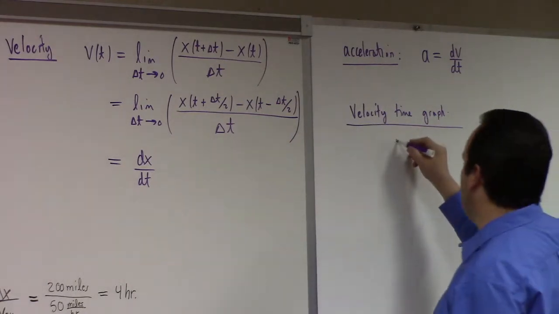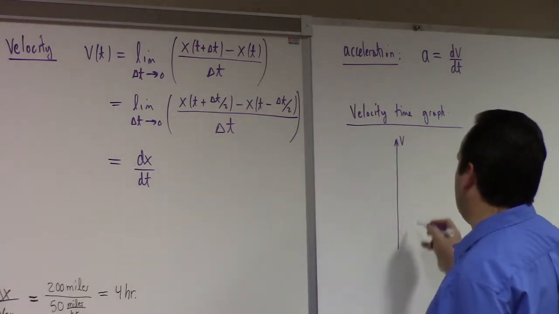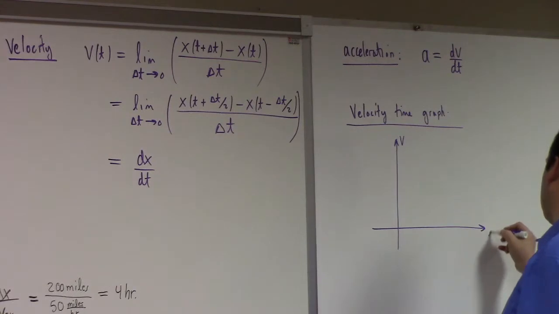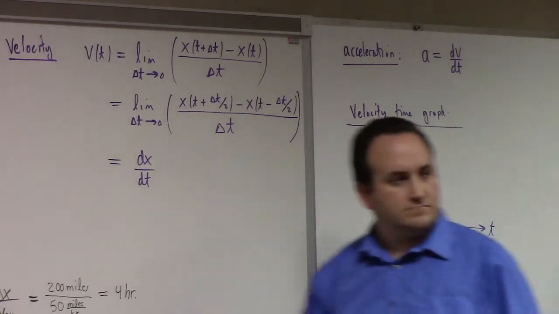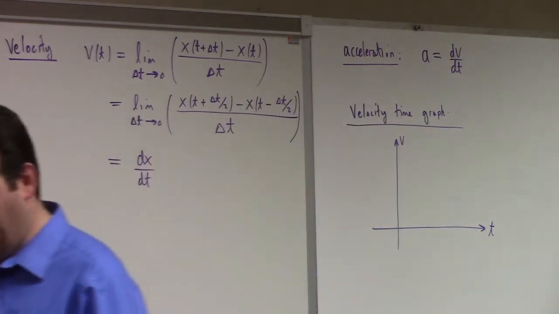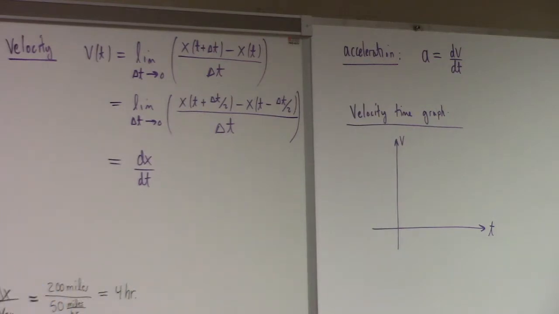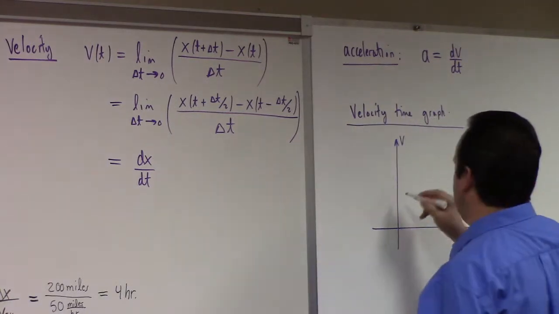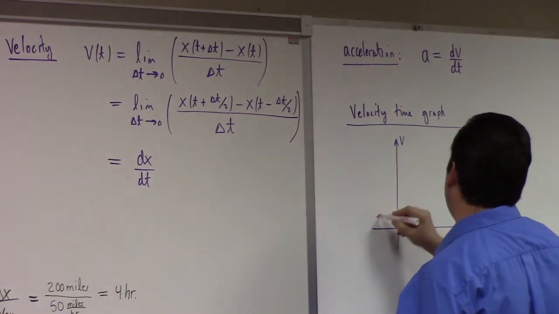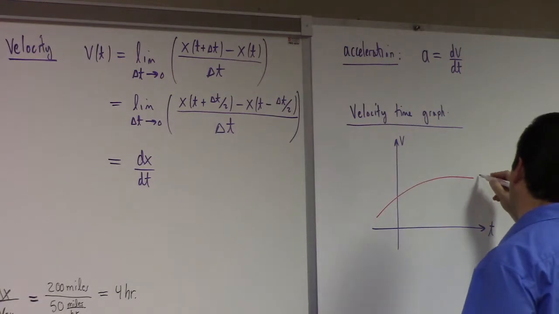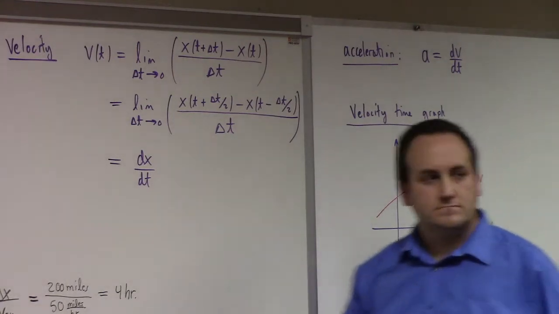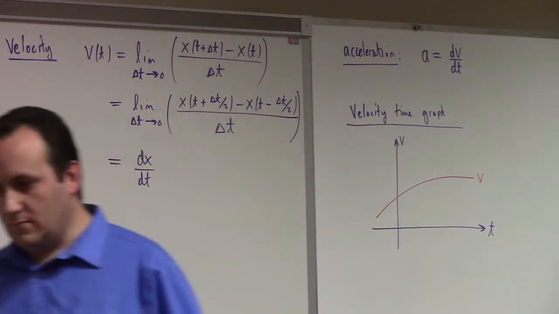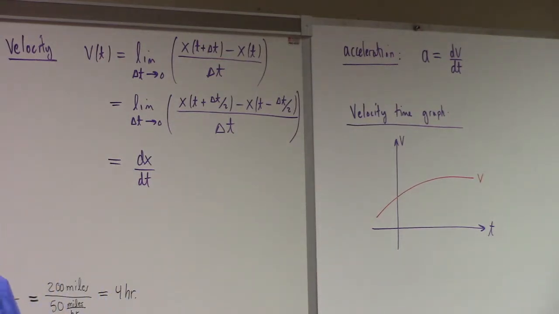So let's see, suppose we graph velocity in the vertical direction and we graph time this way. Right? And then suppose the velocity function looks like, I don't know, how about this? So here you go, here's v. We can talk about the significance of a couple different things with respect to that curve, right?